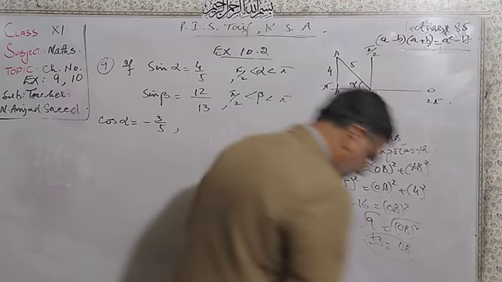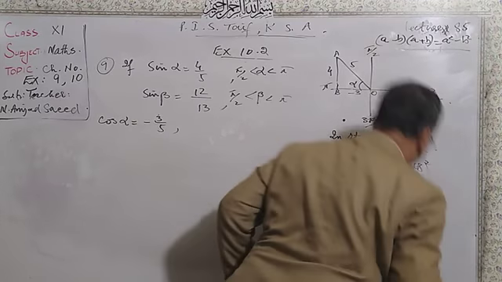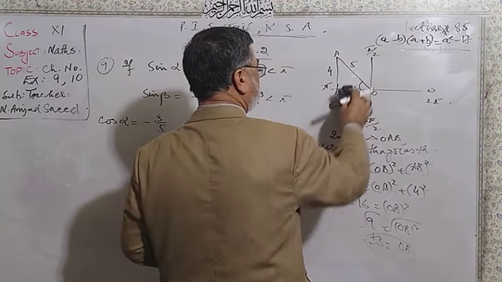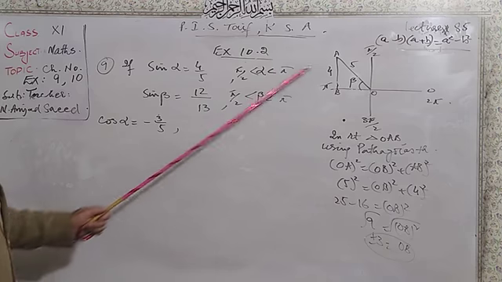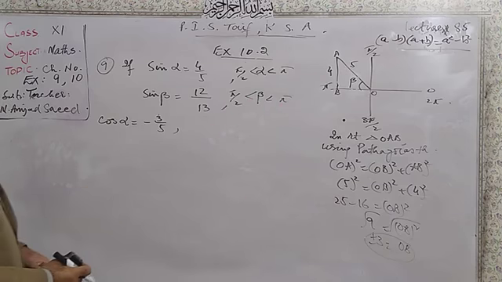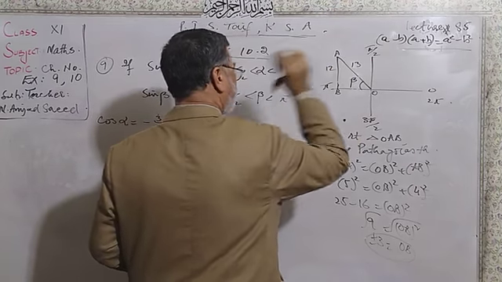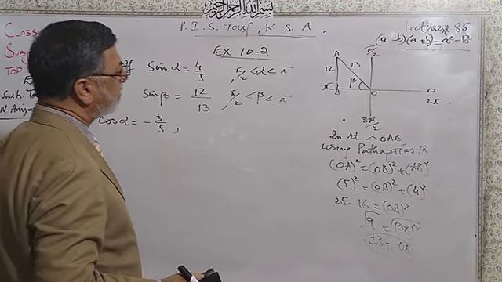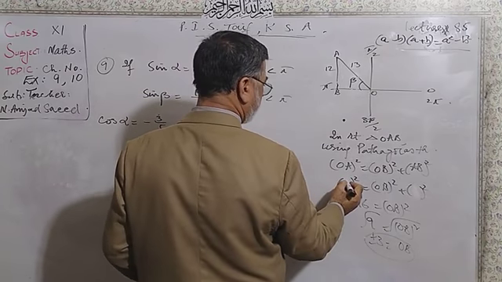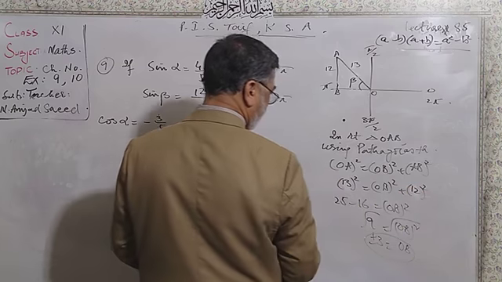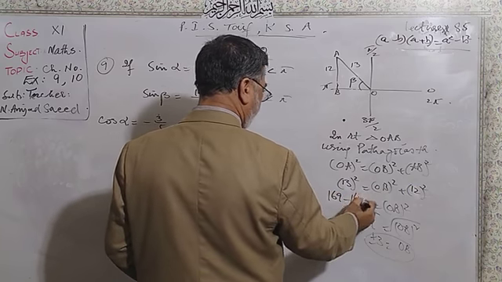Similarly, in case of beta, same location in second quadrant, sine beta is 12 over 13. Here is 12, here is 13. Dear students, you can check. Yes, OA is 13 square, here will be 12 square. 13 square is 169, 12 square is 144.